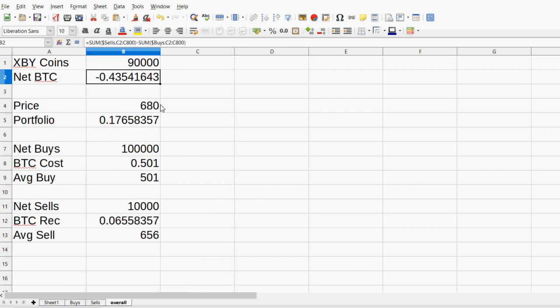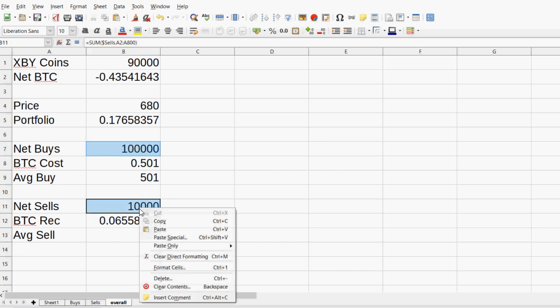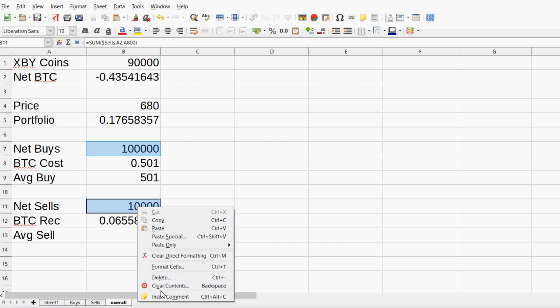And I'll explain this later on, but it's got the last price, so that means the portfolio would be up as a gain of 0.17 right now. So you'd be up about 35% at this stage. You got your net buys of 100,000, net sells of 10,000. Maybe I should put this in commas, so let's do that now.